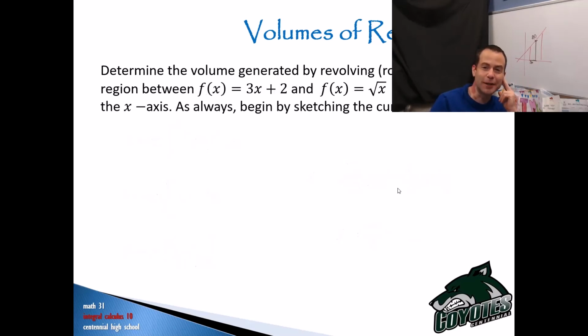Determine the volume generated by revolving or rotating the region between f of x equals 3x plus 2 and f of x equals the root of x from 0 to 3 about the x-axis. Always begin by sketching the curves. So this will be our first example that has this donut-like structure or this washer-like structure in it.